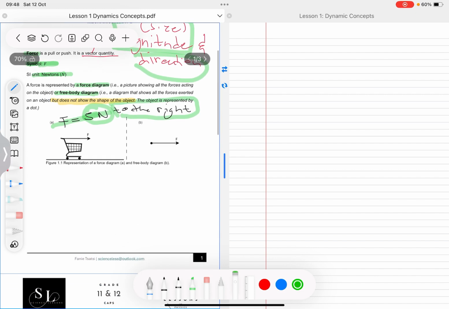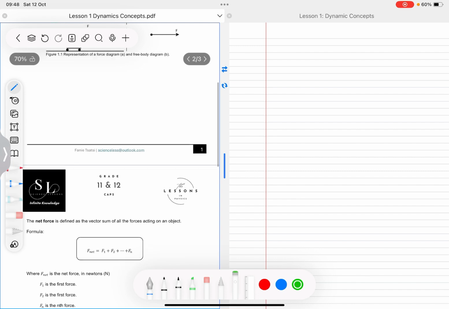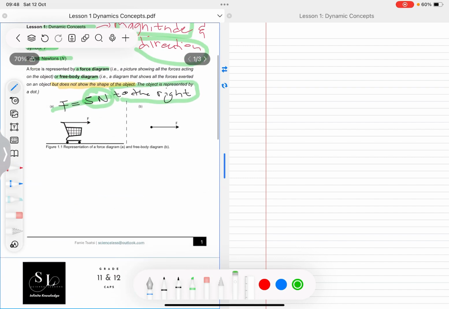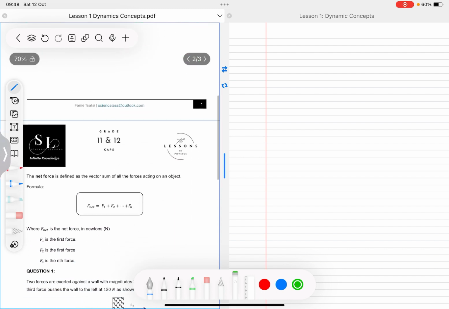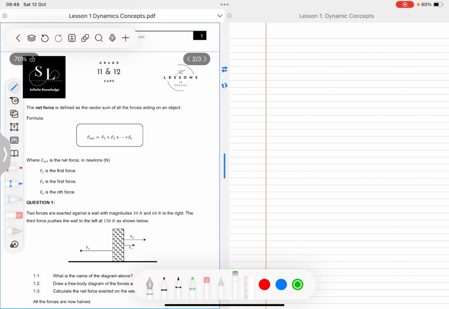So that is just the basics in understanding our first dynamic concept, a concept that helps us to understand what causes objects to move, right? If there's any movement in those objects. Another important concept that I need us to learn is called the net force, right? The net force is defined as the vector sum of all forces acting on an object.